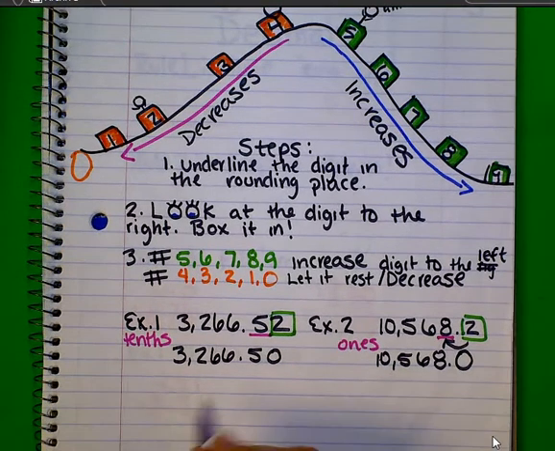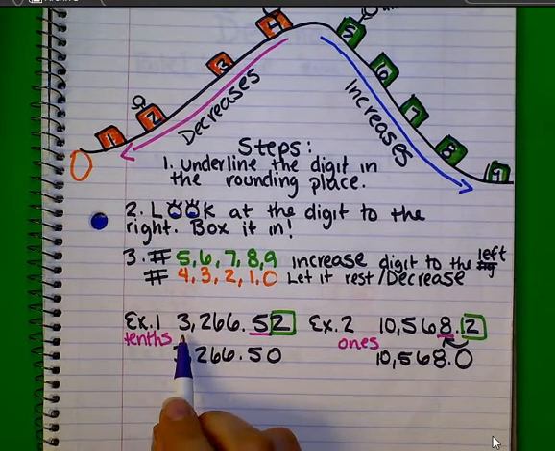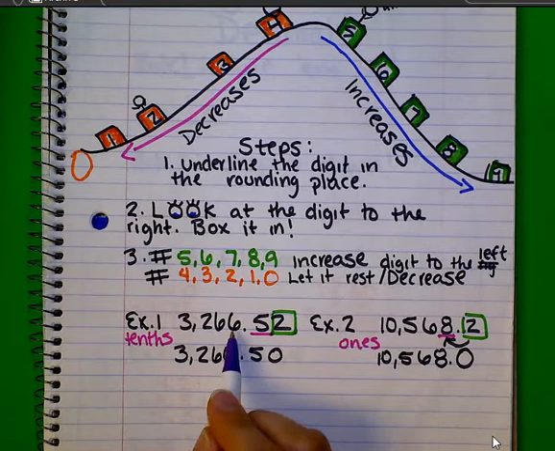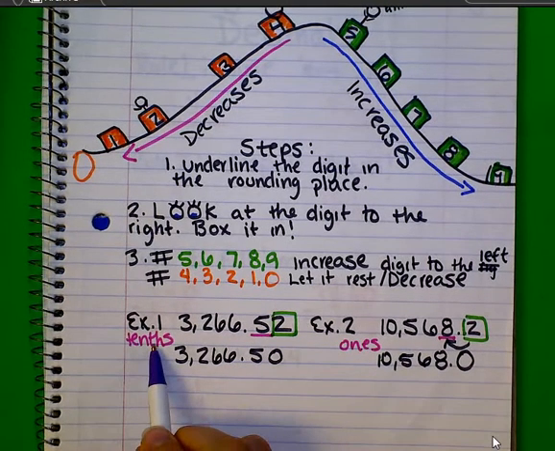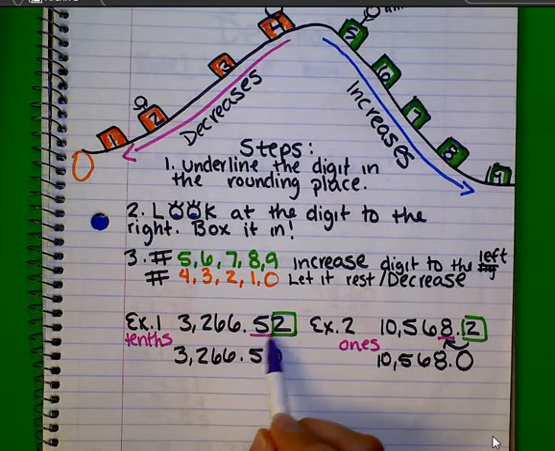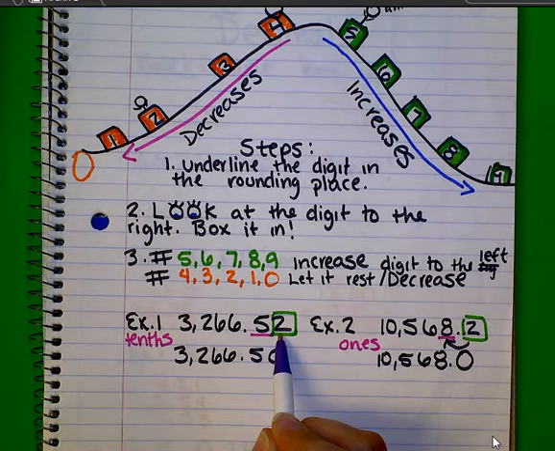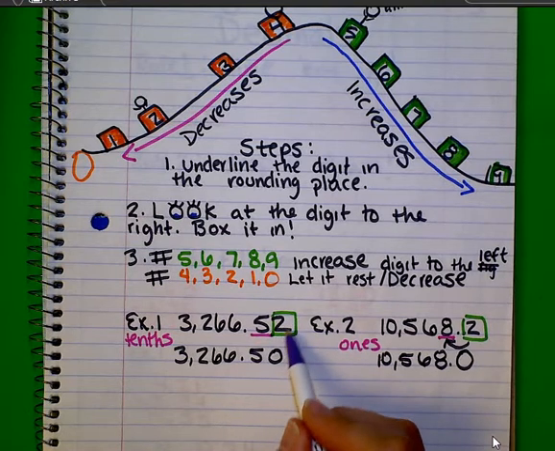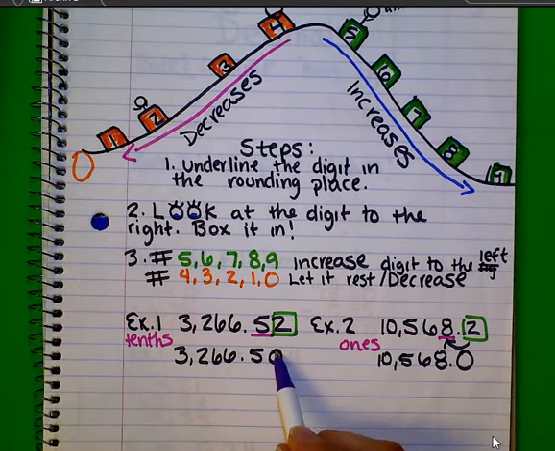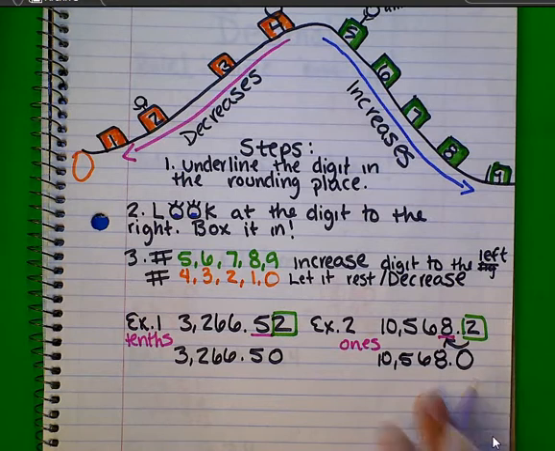So you can see these examples here, 3,266 and 52 hundredths. But we want to look at the tenths place. So I'm going to underline my 5 and box in my 2. So since 2 is less than 4, that means my number here decreases. So that's where it goes. I'm going to skip this one because it's the exact same problem. So let's do one down here.